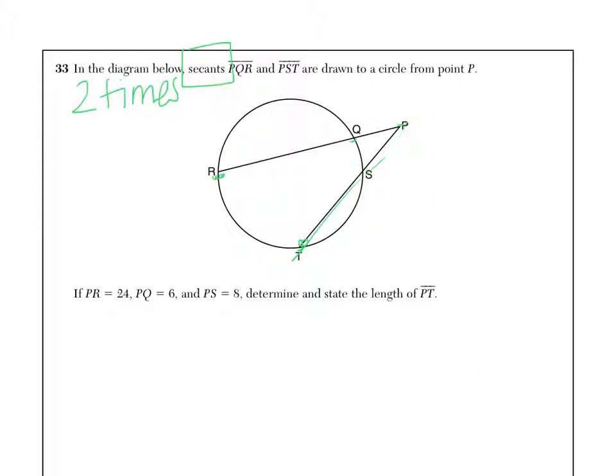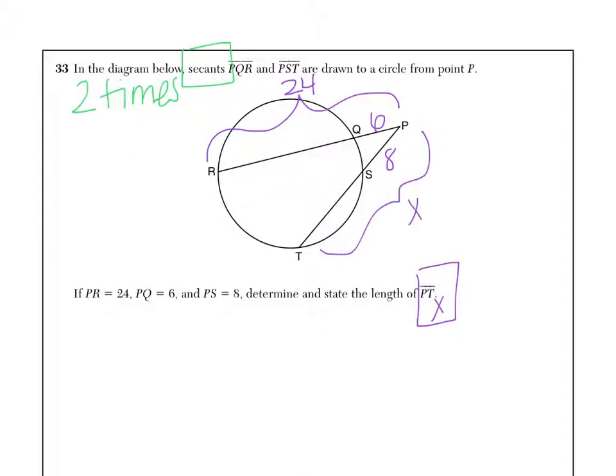Then the next part of the question actually has us labeling some things. It says that PR is 24. So this big segment here is 24. PQ, this little segment, is 6. And PS is 8. Determine and state the length of PT. So I'm going to choose to call this X because we don't know what it is.